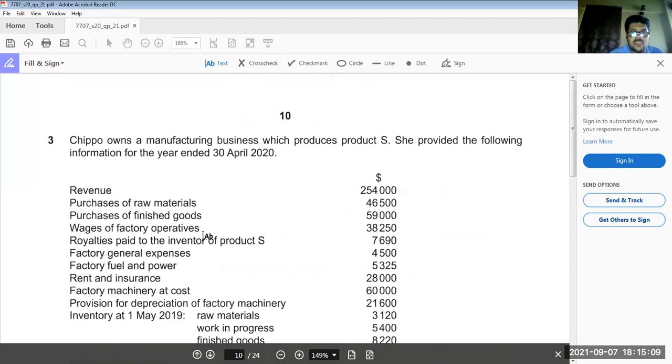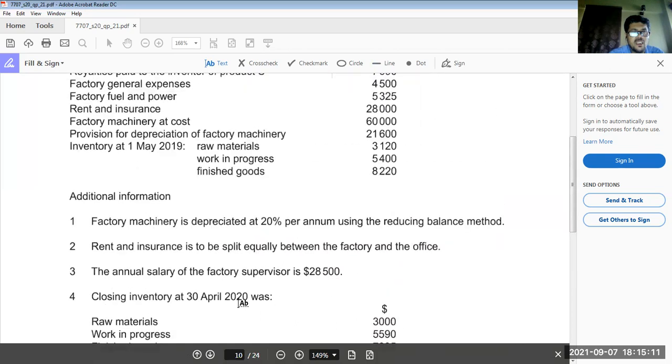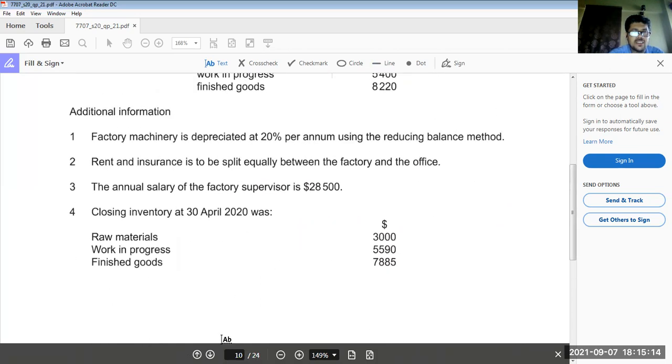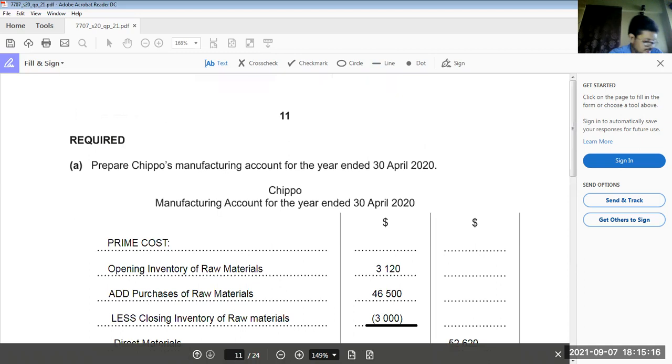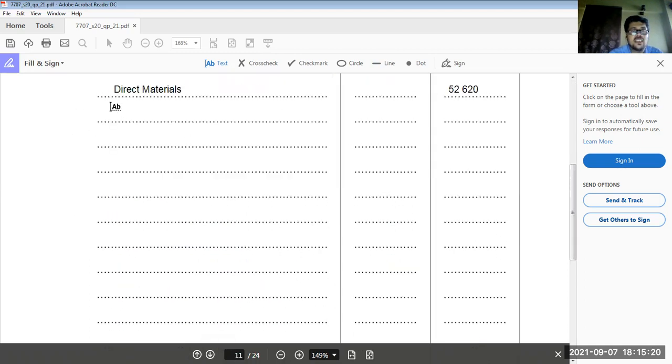Yes, this is direct labor, 38,250. And I think there is no adjustment for that. Okay, so there are direct wages of 38,250. Now, any other thing for prime cost?